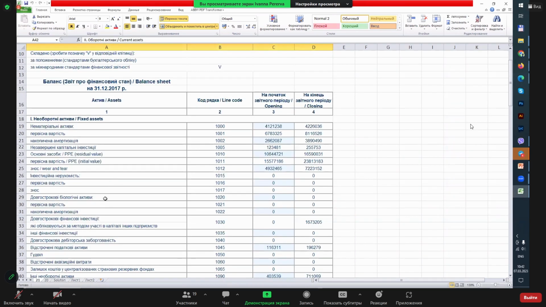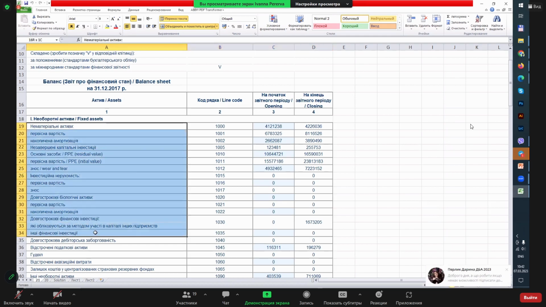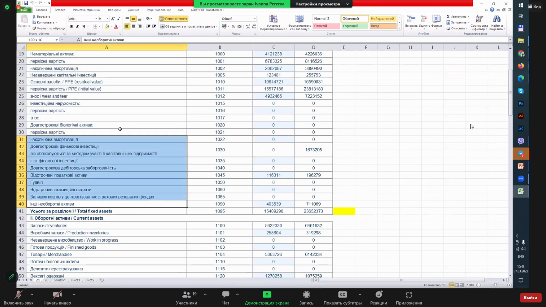Fixed assets – це ті активи, в яких тривалість використання буде більше року, або в деяких випадках беруться, що більше 5 років і так далі. Більше року – це ваше вже будуть fixed assets. Тобто є статті, які включає наш баланс.